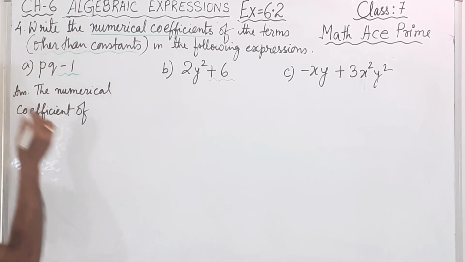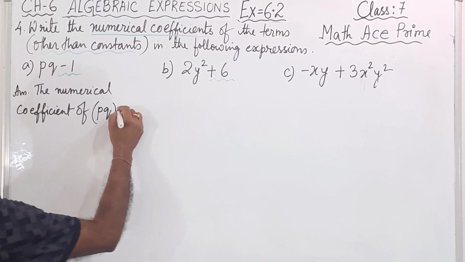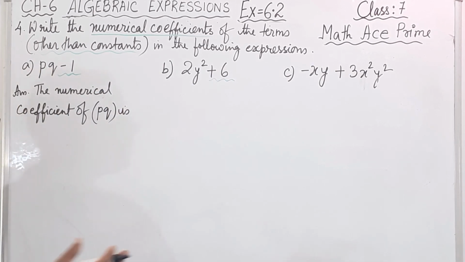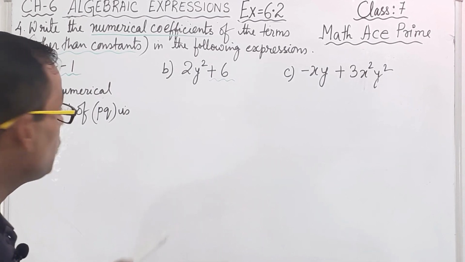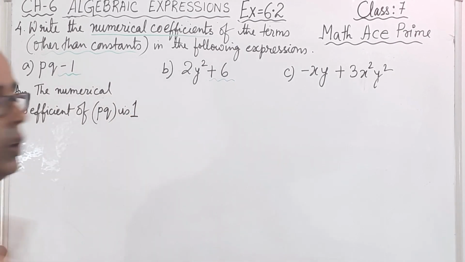So now what is left? PQ. So PQ, let me put it in brackets, is what? What is the number before PQ? Nothing. So nothing means, I told you what? Who has no one? He has God. So that is 1. So 1 is the numerical coefficient.